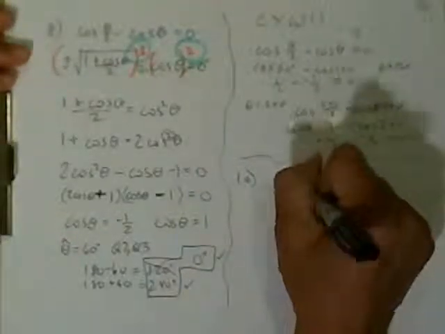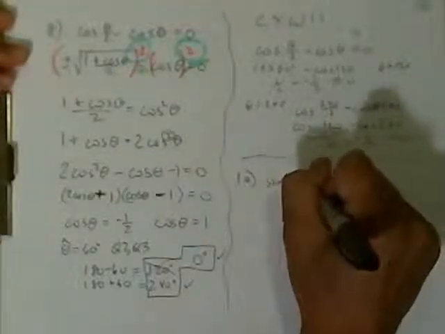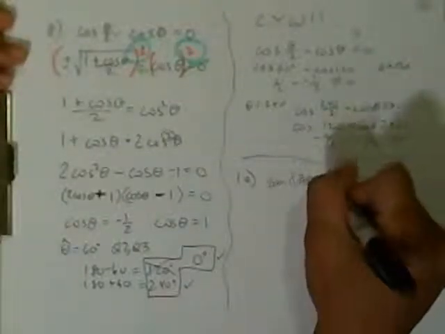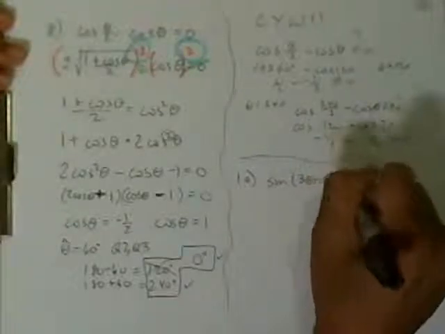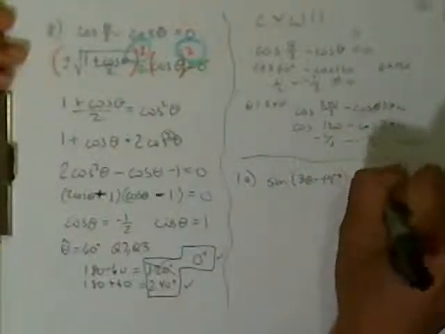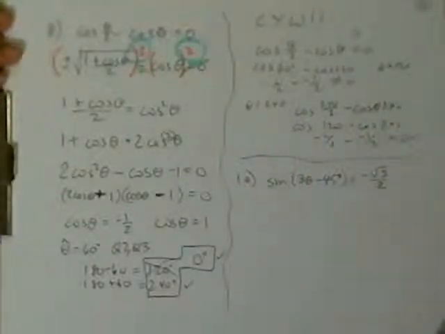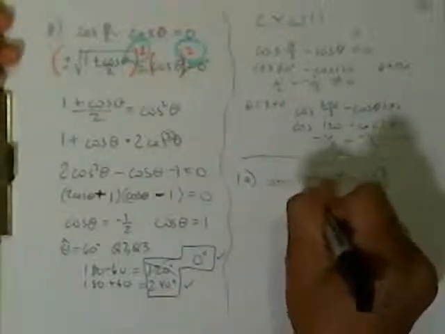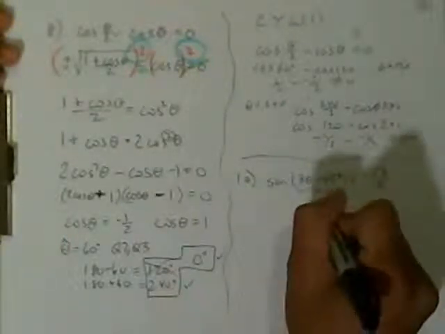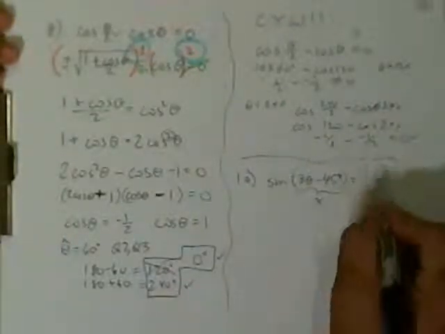Number 10. The sine of 3 theta minus 45 degrees equals negative root 3 over 2. And I want all of the solutions between the interval. We're still in the same directions. So when is the sine of this angle, let's call this x, equal to negative root 3 over 2?